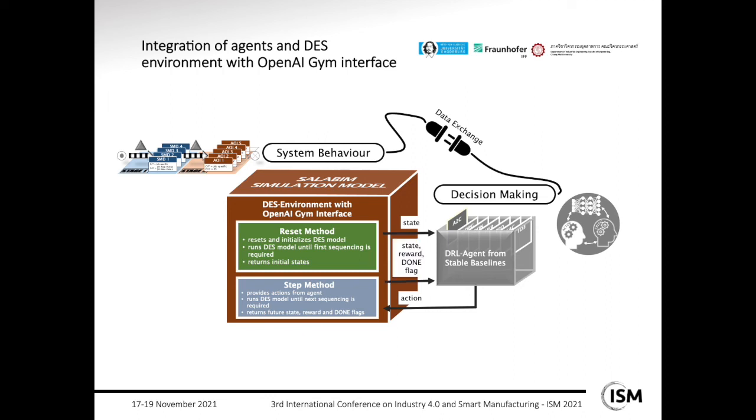This dispatching rule is passed to the so-called step method of the OpenAI Gym interface, and then executed in the simulation model until the next machine becomes idle. We're passing a new state as well as the reward of the previous action as well as the done flag back to the agent, and this loop is repeated until our simulation model tells that the done flag is true.